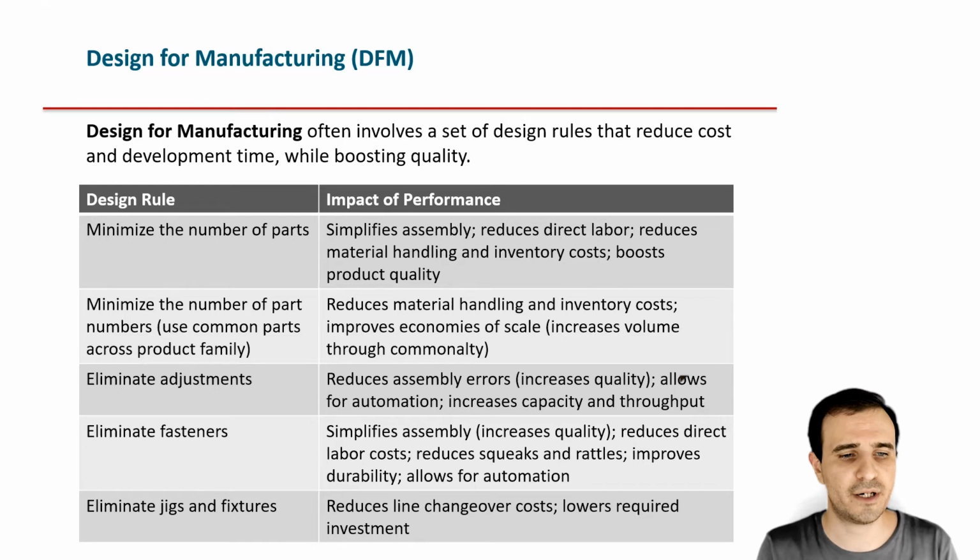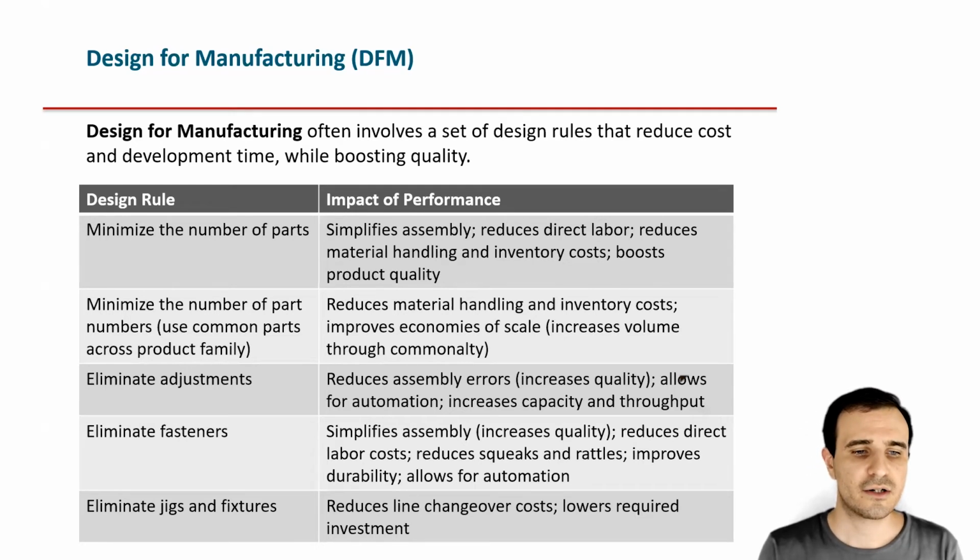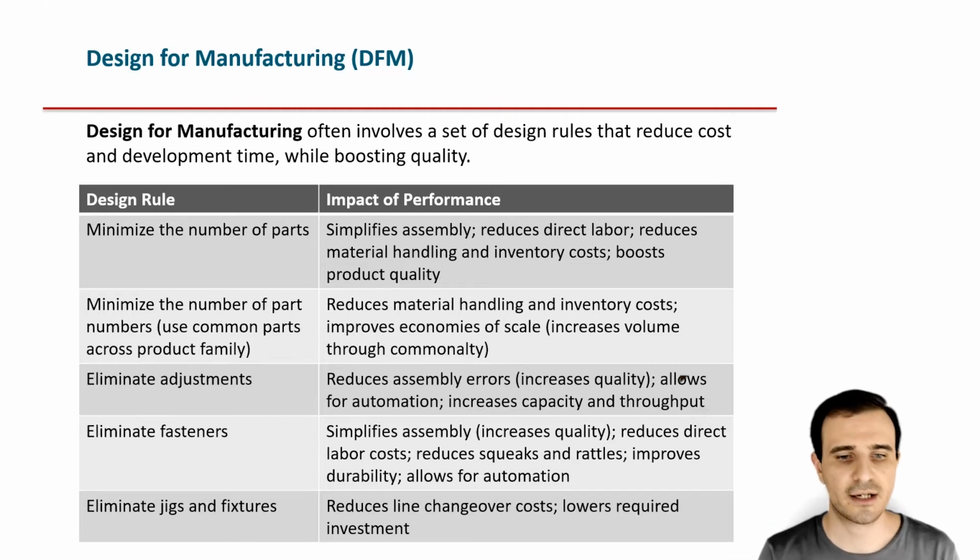You minimize the number of part numbers, so you use common parts across all your family of products. You try to eliminate adjustments, so that means that you can increase automation, you eliminate fasteners, and you try also to eliminate all the fixtures, because then this will decrease your changeover cost. So again, here we can see different examples. Design for manufacturing, especially the minimization of a number of parts and minimization of part numbers, elimination of adjustments.